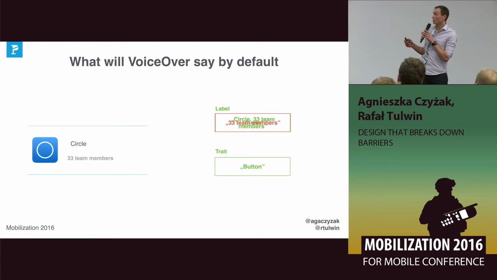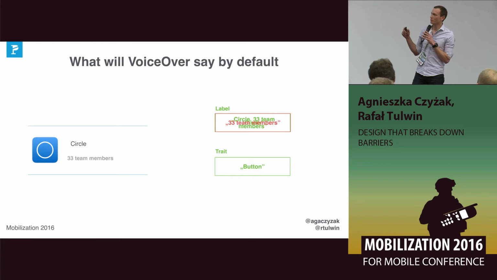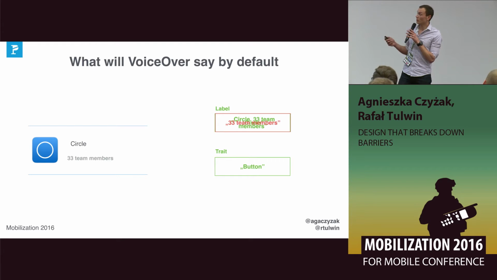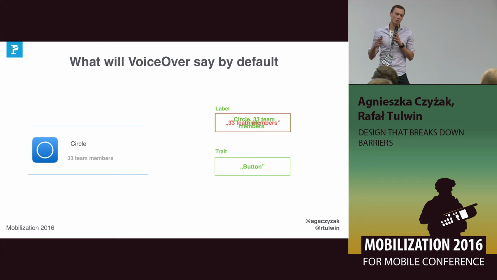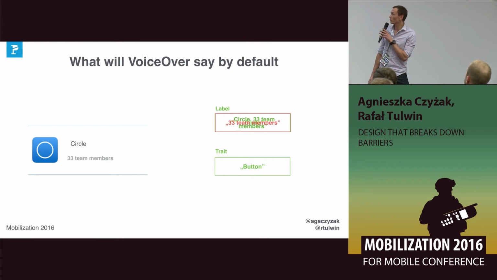But things get really complicated when you want to have custom elements in your cell, and you still want the description of them to be read by voiceover. For example, if we make the 33 team members a button, it will not be read by default. If you select the cell, in this case, it will just read circle and nothing else. So in this case, we could alter the label to be circle, 33 team members, because we still want this information to be read by voiceover. And the automatic trait, of course, is a button here, because for the cell the trait is automatically a button, which is good.